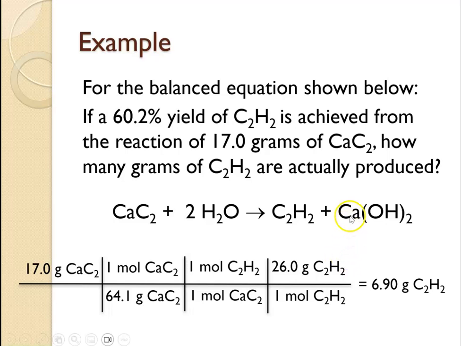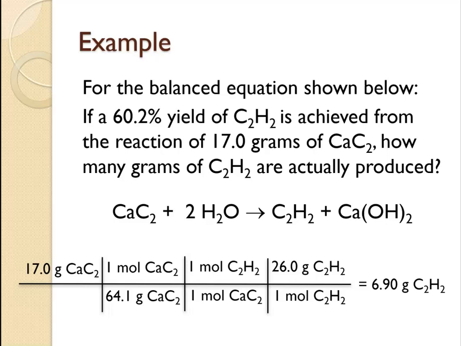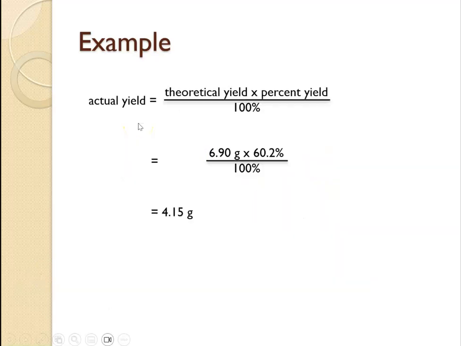6.90 grams of acetylene. So now we're going to plug those numbers into our equation. Again, we're being asked for the actual yield. The actual yield is the theoretical yield times the percent yield divided by 100%. The theoretical yield is 6.9. The percent yield is 62. We plug those in, divide by 100%, and we get 4.19 grams.